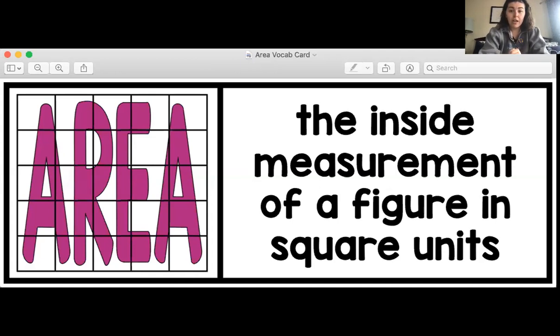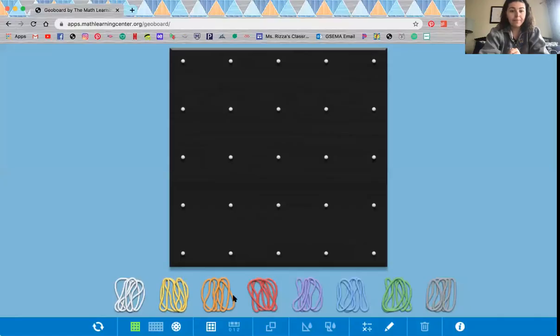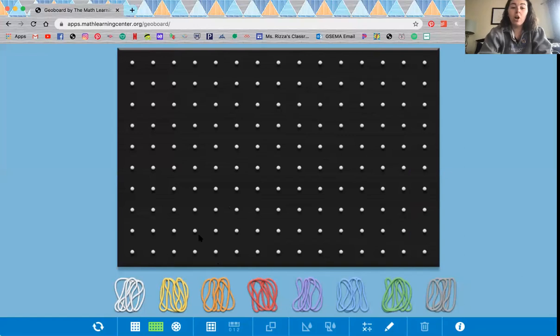So here is what I'm going to do. I'm going to share our online GeoBoard. So we have this to look at. So here's our online GeoBoard. And I'm going to make 4 shapes with an area of 5 units.